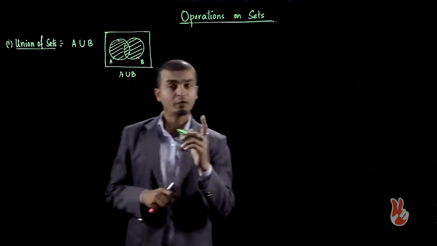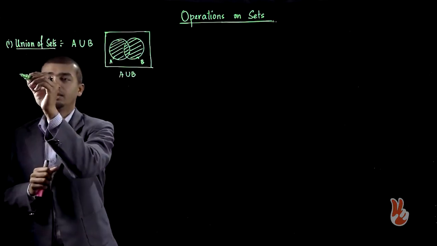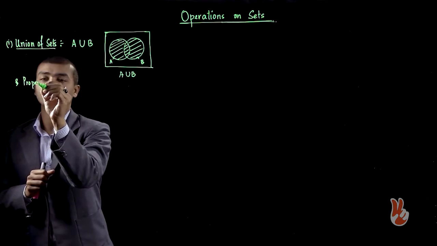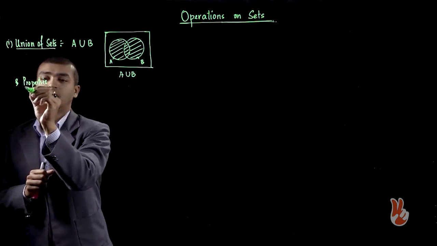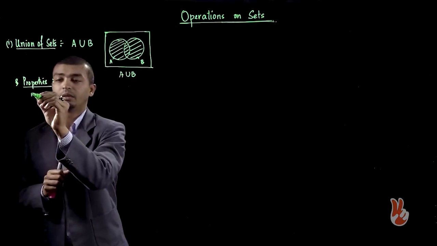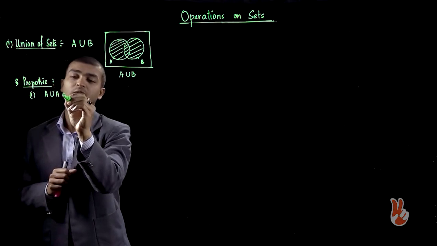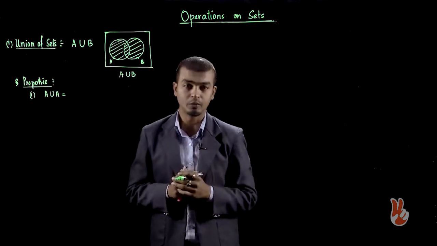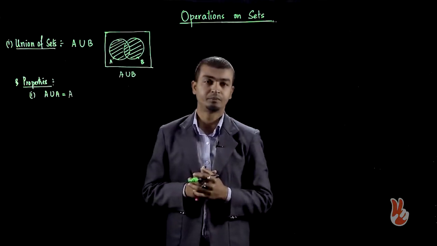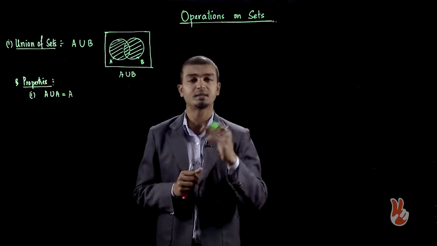Now, if I talk about the properties of A union B, then they are as follows. Properties. Number 1 property will be A union itself, and that will be equal to A, because if you take the union of one set with itself, you will get the set itself.